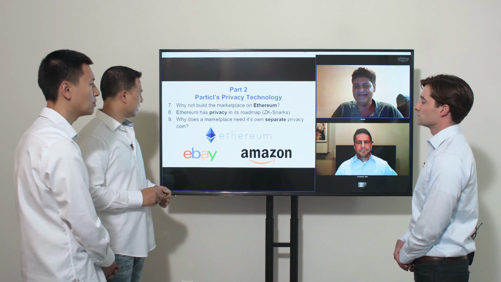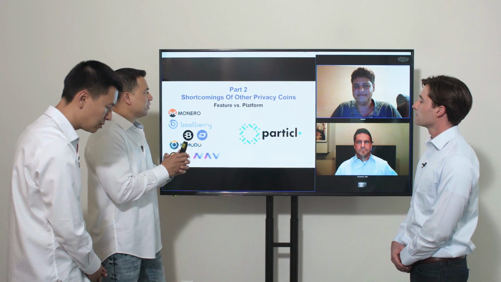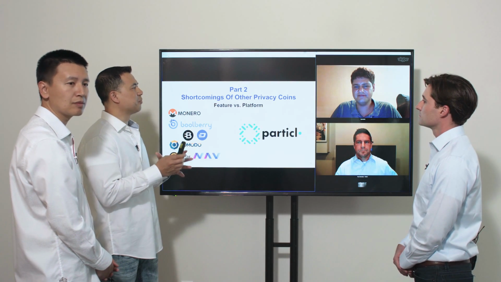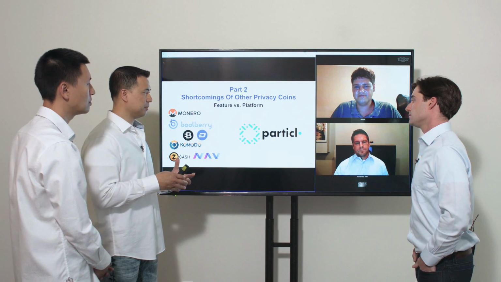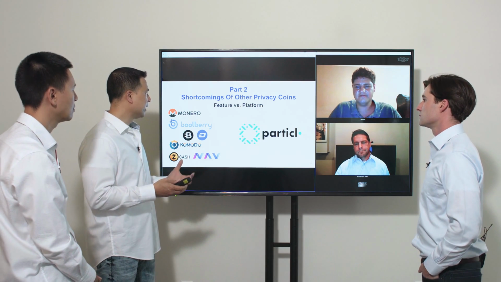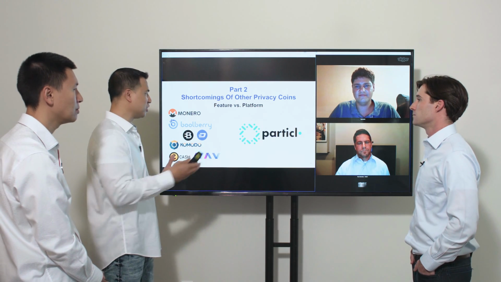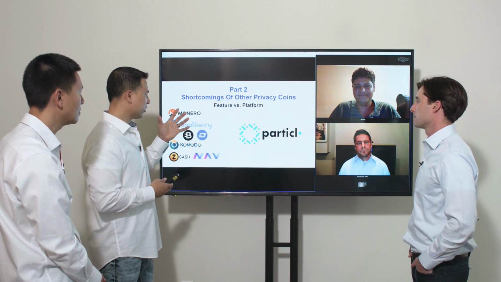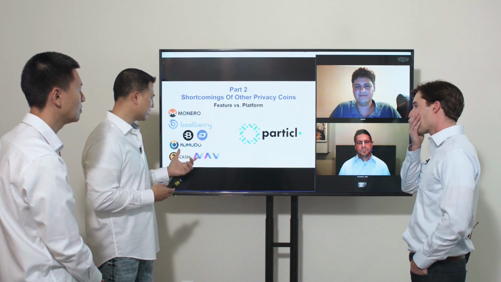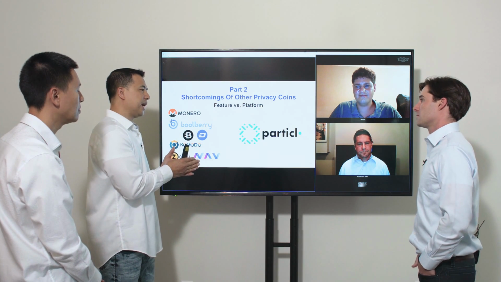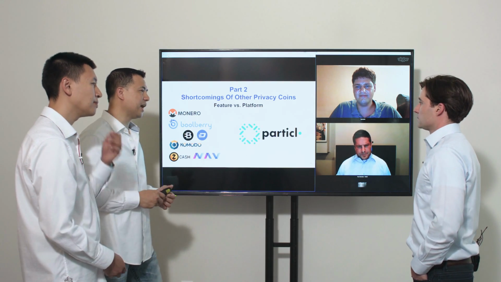Okay. All right. So the next thing is this, right? Let's talk about the shortcomings of the other privacy coins that prompted you guys to build the Particl project. When we spoke in private, you had mentioned, this question is directed to you, Micah, that the other privacy coins, such as Monero, Bitcoin, Dash, and all these, are feature-based, and Particl is more focused on a platform base. So can you talk about that?